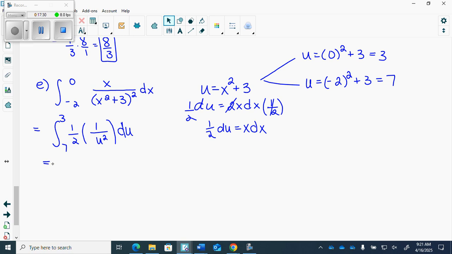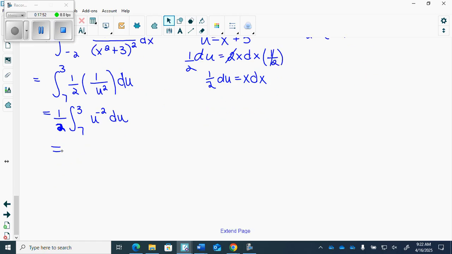All right. So I get 1/2 out. And then I get 7, 3. u to the -2 du. How do I do the antiderivative of u to the -2? Antiderivative of u to the -2. Let's go.